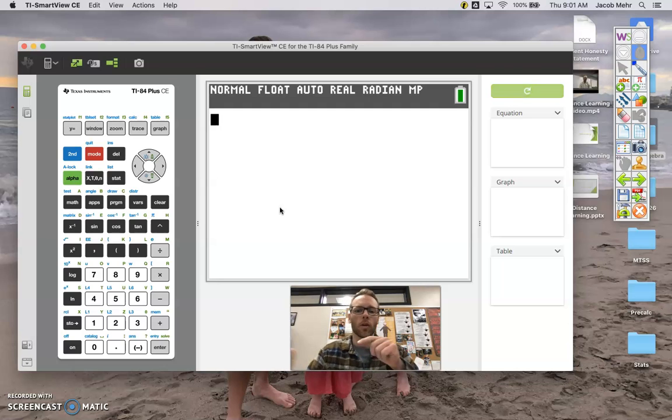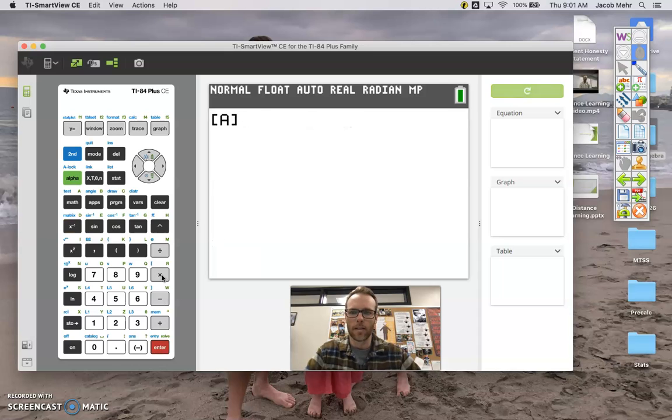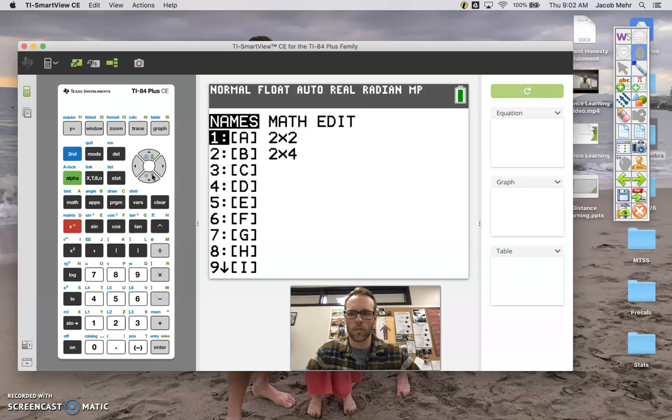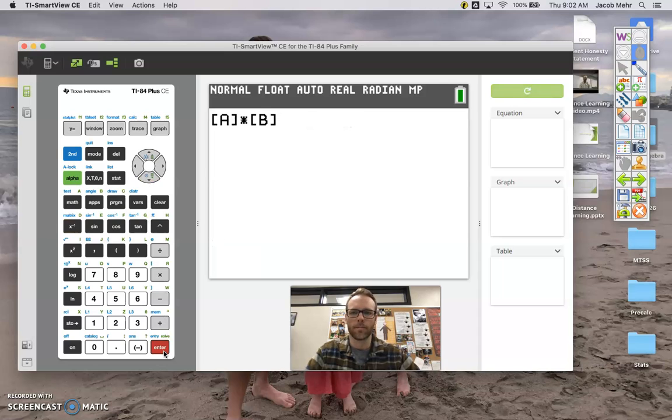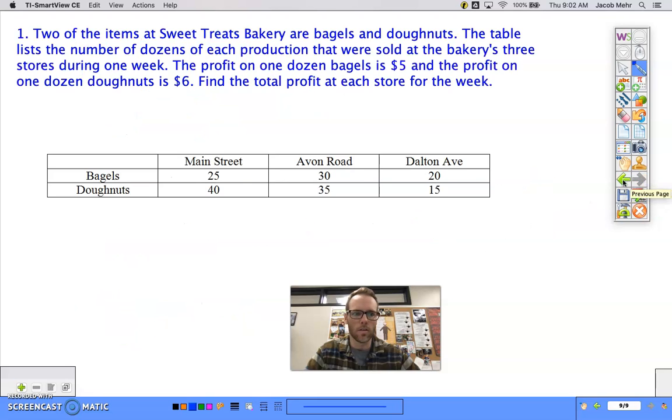Now what we're going to do is we're going to take matrix A times matrix B. To do that, we're going to go second matrix. Now this is where you select the name of the matrix. A times. We're going to go second matrix, and now we're going to select B. Matrix A times matrix B. Hit enter, and there it is. And I hope that matches: 5, 1, 7, 3, 8, 2, 10, 6. Whoops.